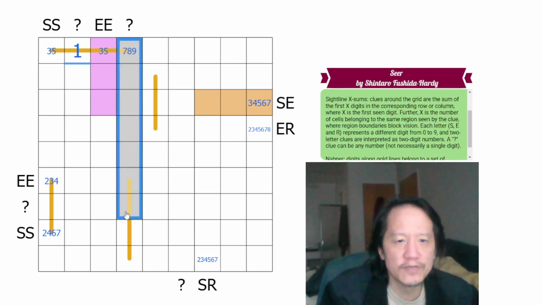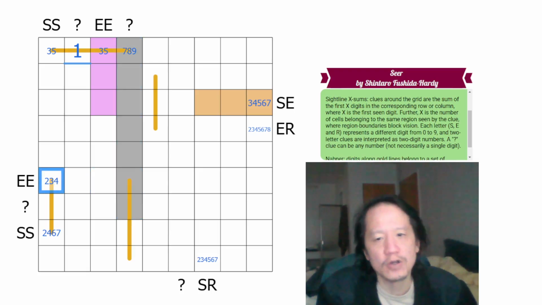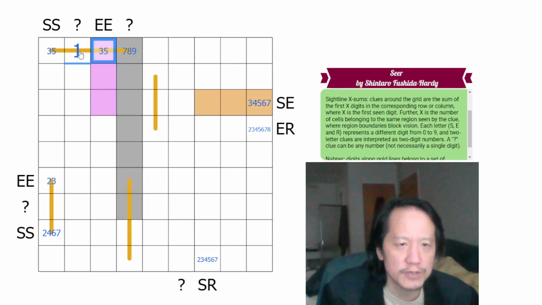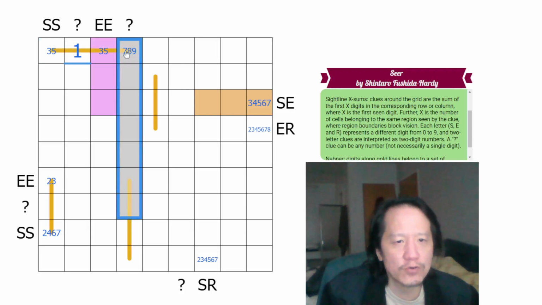If this is 7, 8, 9, 10. No, this cannot be 4. Okay, well, there you go. This has to be at least 7 because it can't be 6, because we know this has to be a Nabner line with 1, 3, and 5. Well, then this has to be 7 or greater.